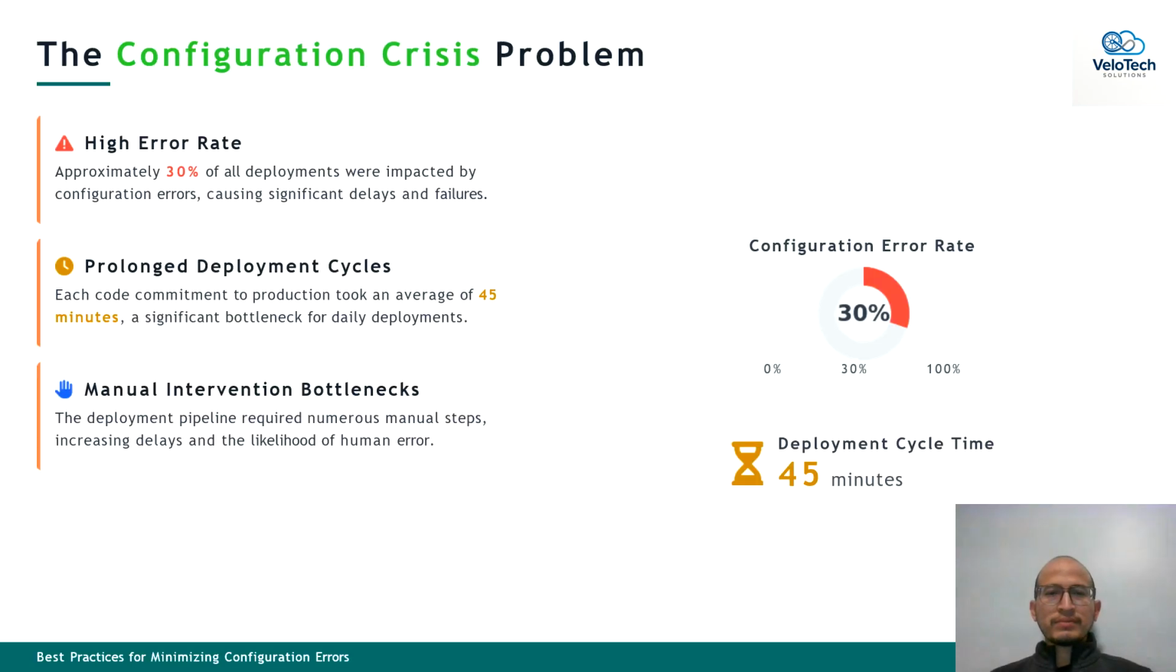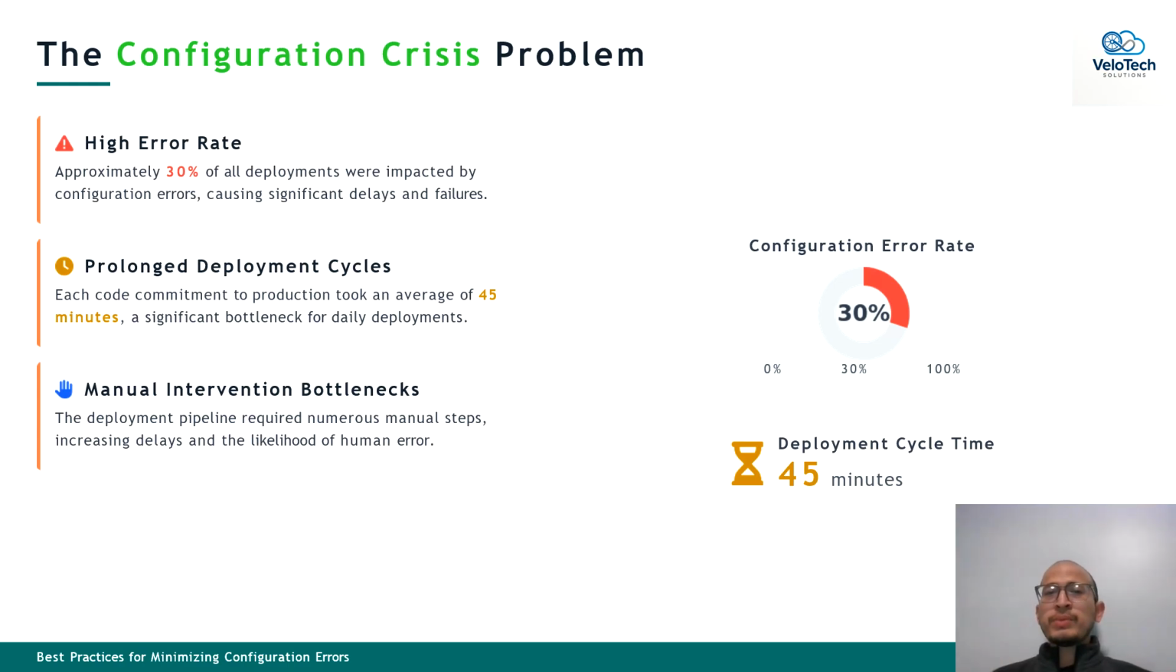Let's dive in. Let me paint a picture of where DataSphere was before their transformation. They were facing what I call a configuration crisis, and many of you might recognize the symptoms in your own organization. First, their error rate was alarming. Approximately 30% of all deployments were impacted by their configuration errors. Think about it for a moment. Nearly one in three deployments failed or experienced significant issues due to configuration problems. This wasn't just causing delays, it was creating a culture of uncertainty around every release.